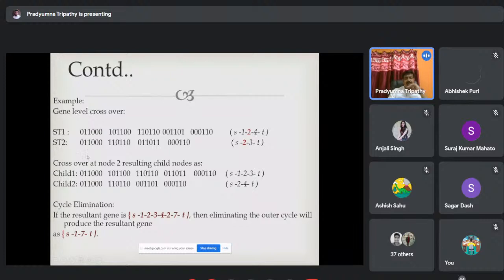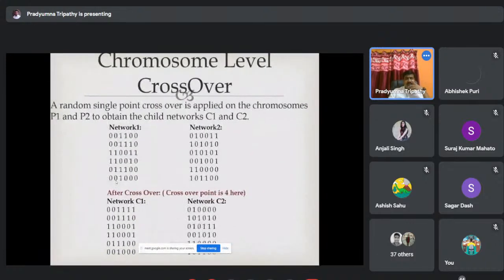Correct? And you have to remember that if there is a cycle, for example, between S to T, you can see the 2 appearing two times. So we can remove this. This is actually a cycle. We may remove it, but that results in S170. So if any cycle is there, we must remove it. Correct? And that was the gene level crossover. Gene level means the path crossover.